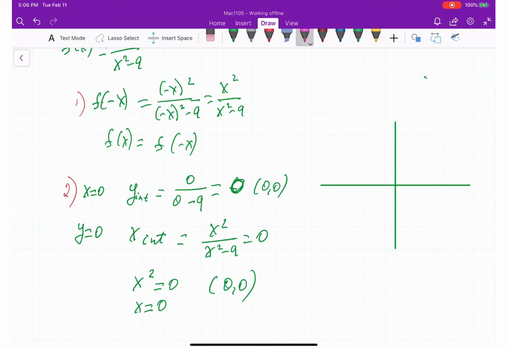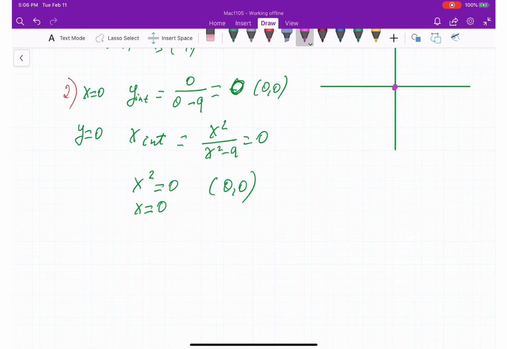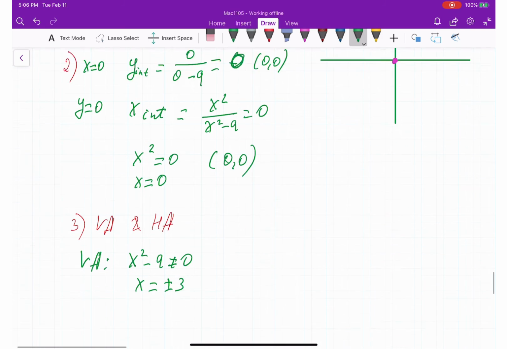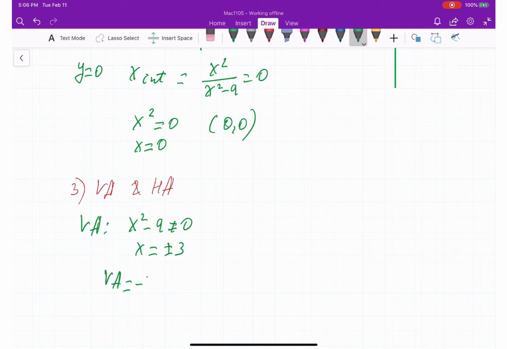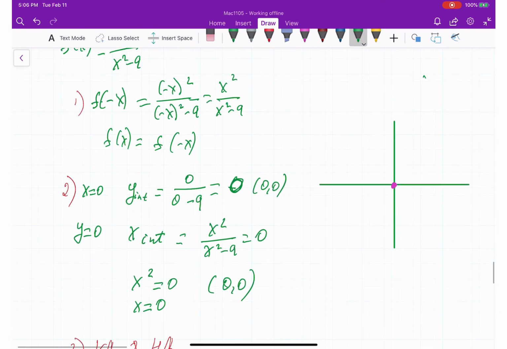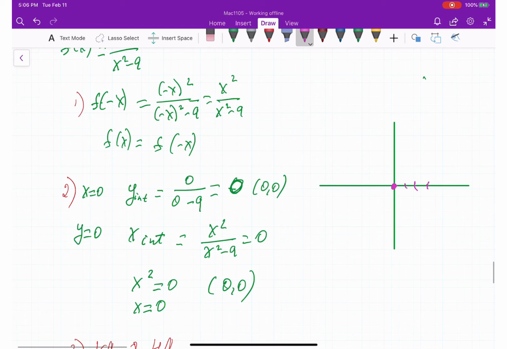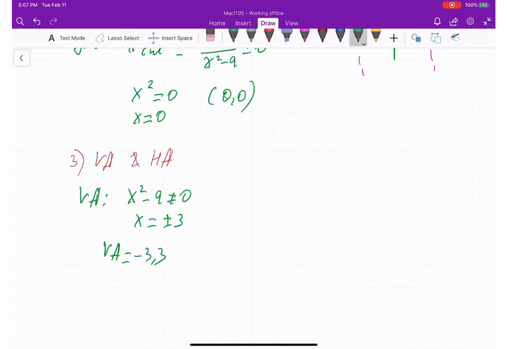So our intercept is going to be 0 right here. Okay, number 3, we need to find the vertical asymptote and horizontal asymptote, right? For the vertical asymptote, x squared minus 9 cannot be equal to 0. X cannot be equal to plus or minus 3, right? Which means we have vertical asymptotes at negative 3 and 3. Correct? Let's build 1, 2, 3, and 1, 2, 3. So one is going here, negative 3. The other one is going here, positive 3. And let's figure out the horizontal asymptote.